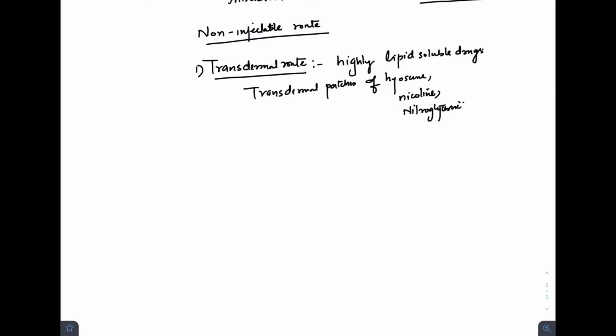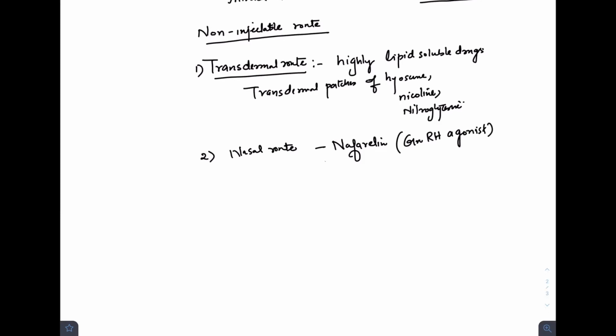There are many examples of drugs given transdermally, but I am writing a few examples here for your understanding. So which drugs are given by the nasal route? Let us write some drugs. Drugs given by the nasal route are nafarelin, which we know is a gonadotrophin releasing hormone agonist, or we give desmopressin.